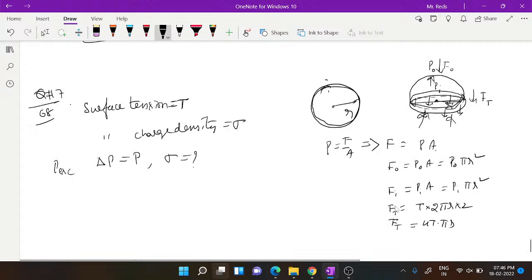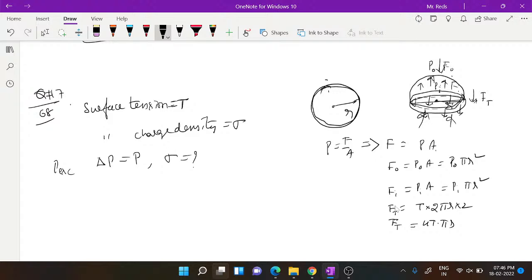So now in the downward direction, the force due to atmospheric pressure is acting. In the upward direction, the force due to inside pressure is acting. But in addition to this, if we have given a charge, it has a charge density of sigma, meaning it has some charge. Due to that, an upward or outward force will act.